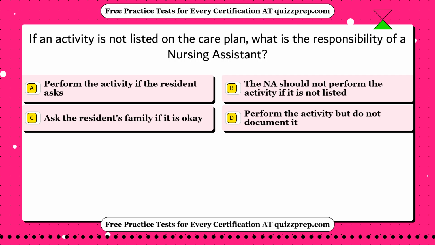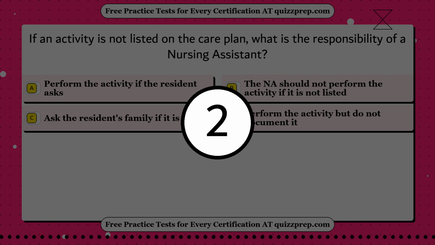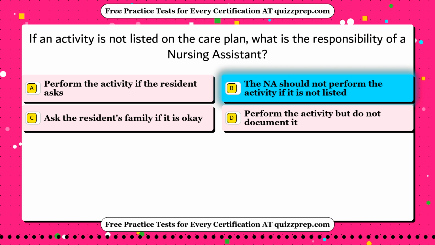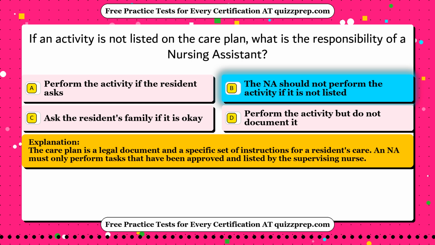Question 97. If an activity is not listed on the care plan, what is the responsibility of a nursing assistant? Option A, perform the activity if the resident asks. Option B, the NA should not perform the activity if it is not listed. Option C, ask the resident's family if it is okay. Option D, perform the activity but do not document it. The correct answer is option B, the NA should not perform the activity if it is not listed. The care plan is a legal document and a specific set of instructions for a resident's care, and NAs must only perform tasks that have been approved and listed by the supervising nurse.